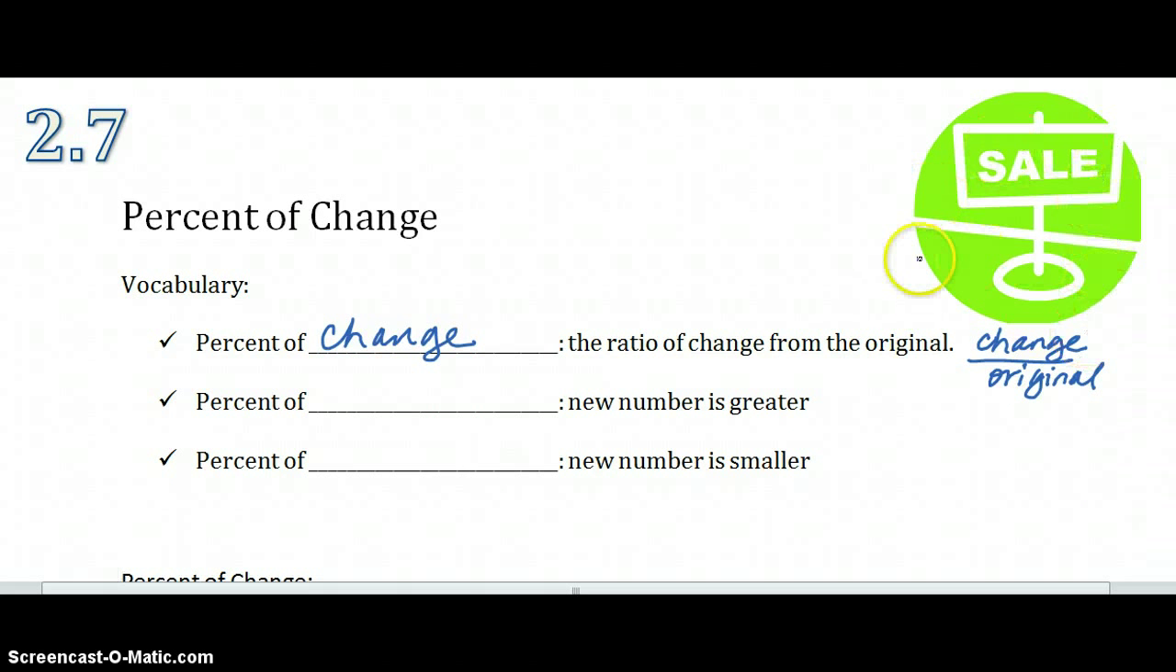As you see from the little sign here, we're going to be talking about when there's sales at the mall, or maybe even figuring out tax. So we're going to be comparing the percent of change. If it's a percent of increase, then that means that the new number is greater than the original number. Percent of decrease means that the new number is smaller.